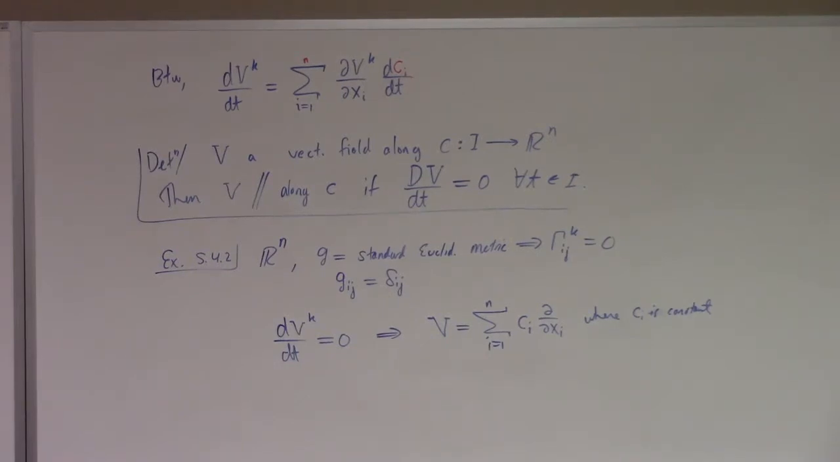So again, this goes back to my initial statement, but it's a little bit different. I'm just saying that the constant vector fields are parallel along any curve in Euclidean space. So that's a backdrop to what we're doing here.